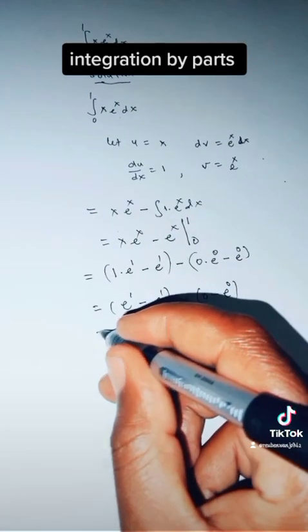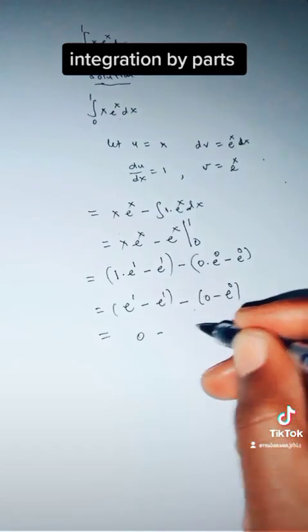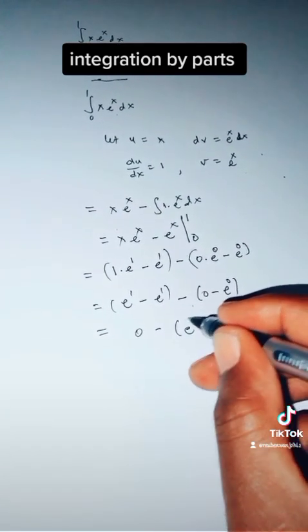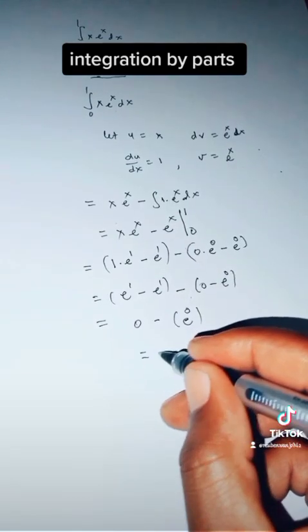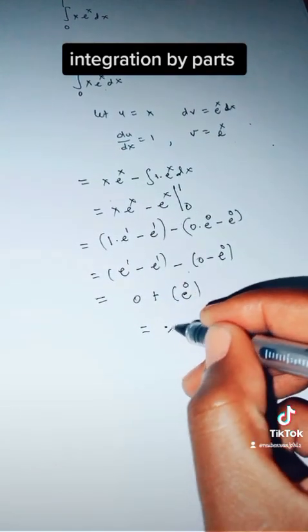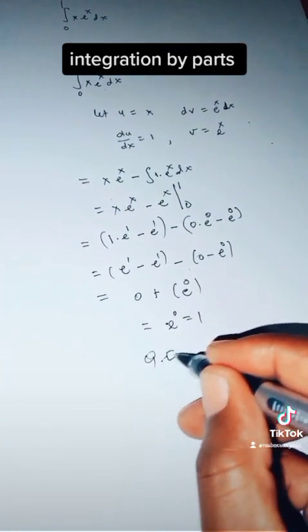So I'm almost done here. We have e to the 1 minus e to the 1, that's 0, minus 0 minus e to the 0, it's e to the power of 0. And this gives me plus here now. So we have e to the power of 0, which is 1. And that is quite easily done.